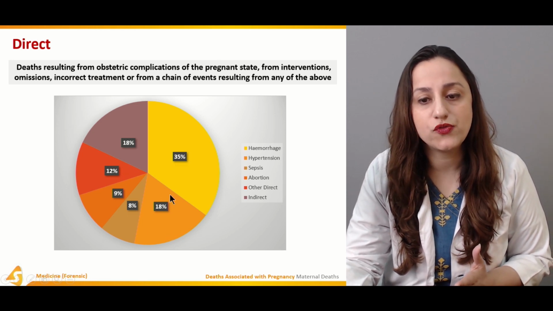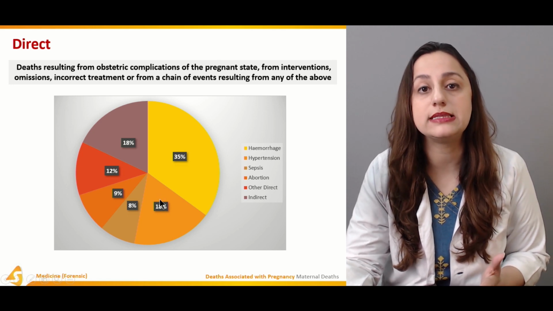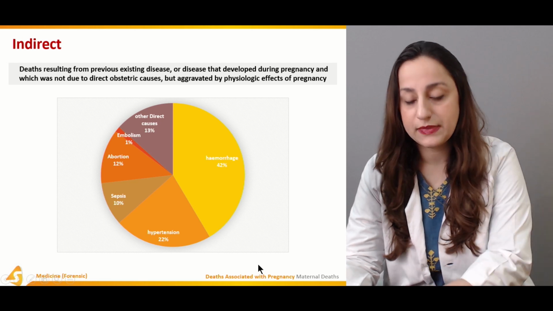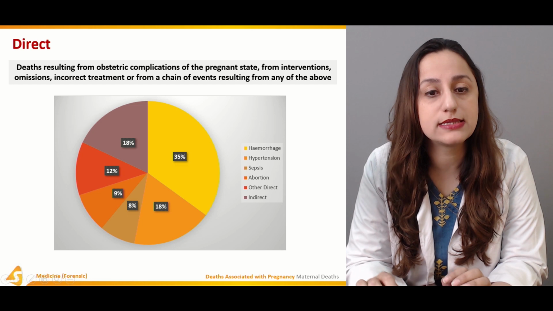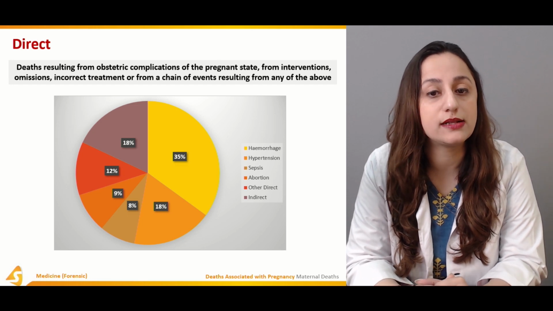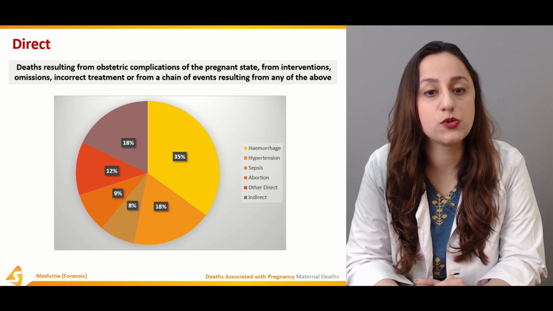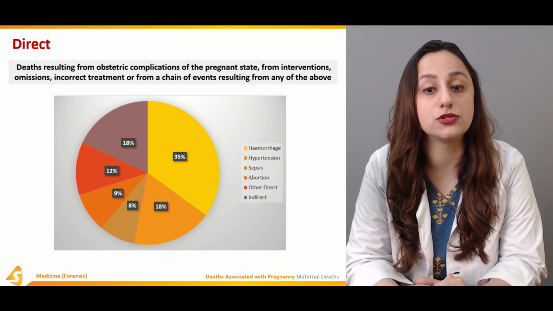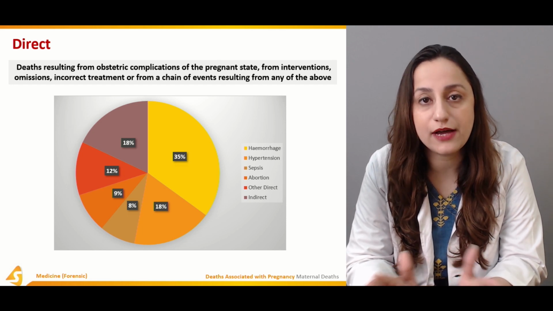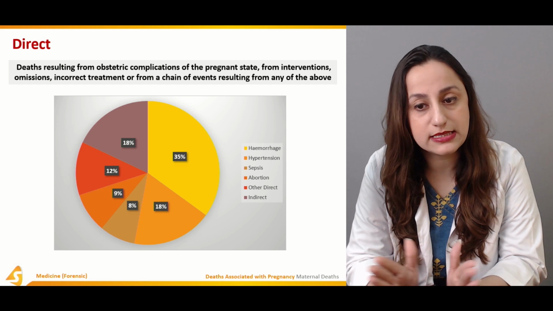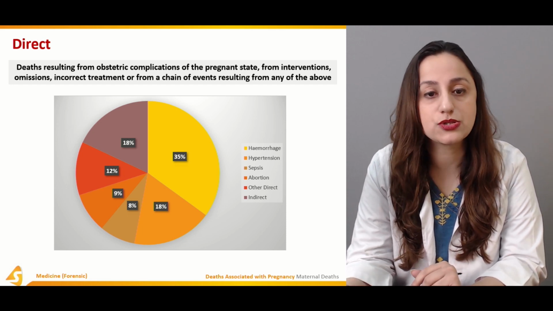And on the other hand, over here you see hypertension, which is also known in medical terminology as preeclampsia and eclampsia. Over here, the definition of direct causes relates to deaths resulting from obstetric complications of the pregnant state, from interventions, omissions, incorrect treatments, or from a chain of events resulting from any of the above. So we'll have to keep this in mind. These are the causes I've already discussed, and we'll keep all these causes in our mind.